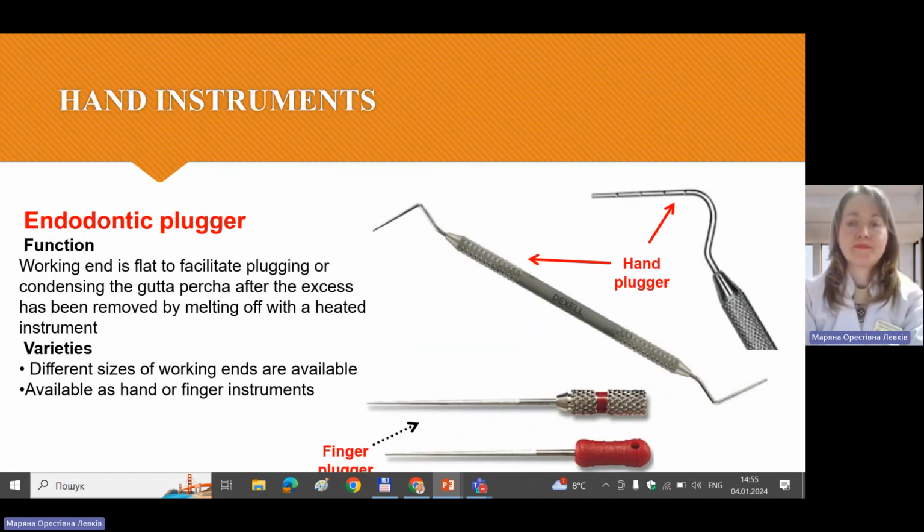Endodontic plugger. The working end of this instrument is flat to facilitate plugging or condensing the gutta percha after the excess has been removed by melting off with a heated instrument. It is available in different sizes of working ends, and it can be designed as a hand instrument or finger instrument. So here we have a hand instrument and a finger plugger instrument.